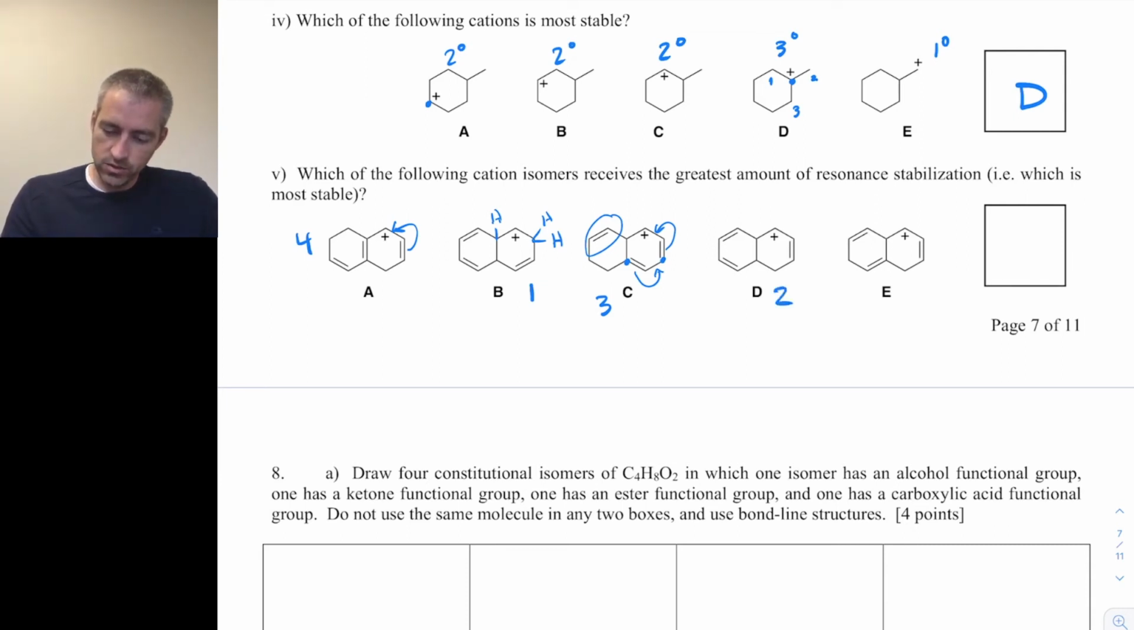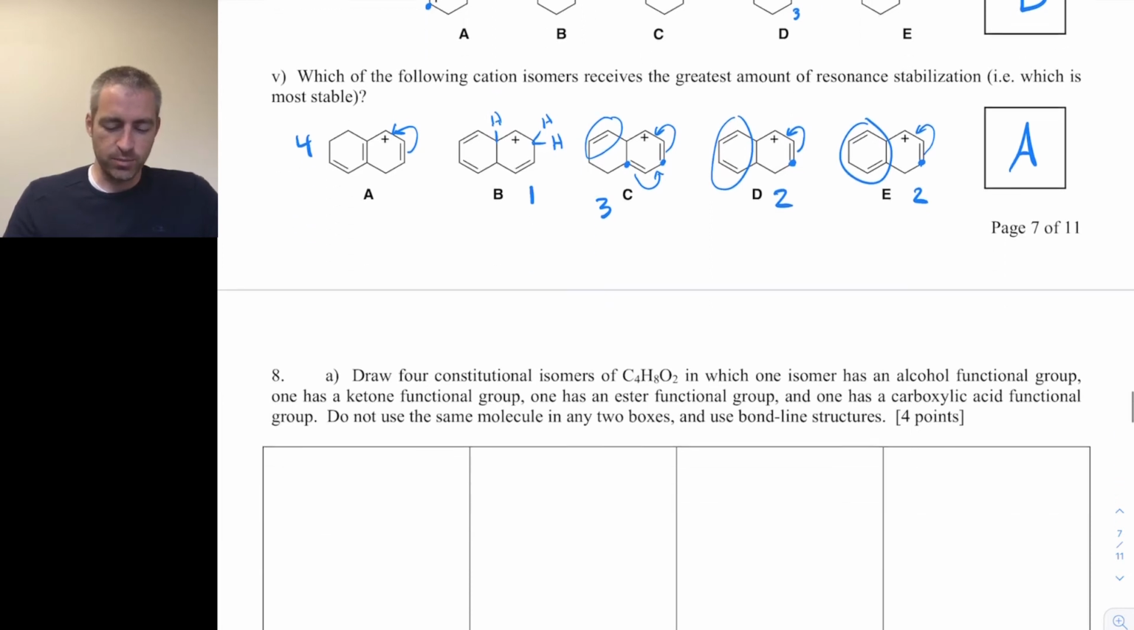This one has 2. You can put the charge over here, and that's it. These 2 electron pairs are also isolated. And E, you can put the charge here. That also has 2. These double bonds are also isolated. So the winner is 4, is A, because it has 4 possible resonance structures you can draw. That means that charge gets spread out over 4 atoms, and that greatly stabilizes the structure. We don't like buildup of charge.